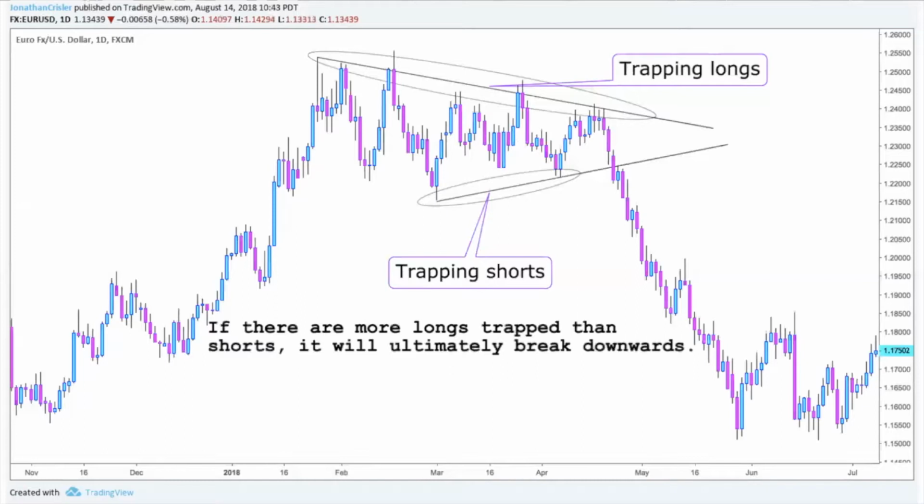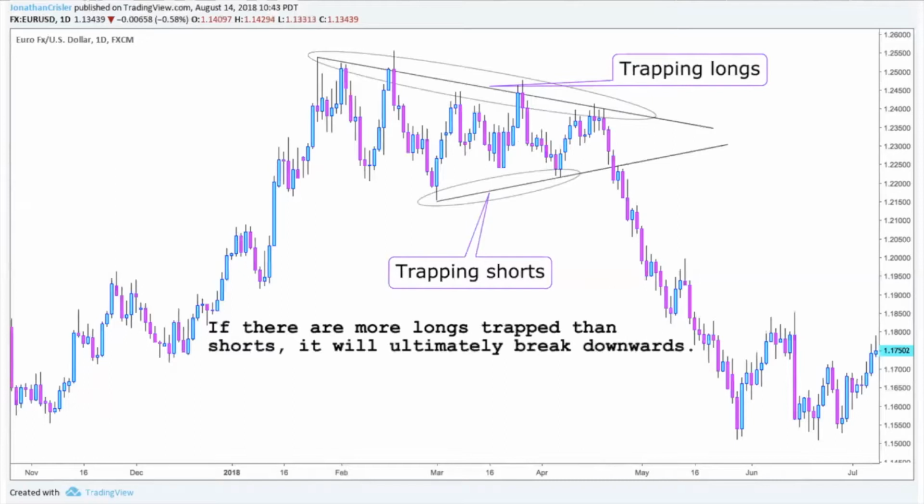But basically, the way you can kind of predict the way it's going to break out is which had more positions trapped. Because the more positions trapped, whether it's buy or sell, the market makers want to do the opposite so they get more of that money. So we can see here 1, 2, 3, 4 taps and only 2 taps on the bottom. So it's a 4-to-2 or 2-to-1 ratio, which indicates it's most likely going to break downward.